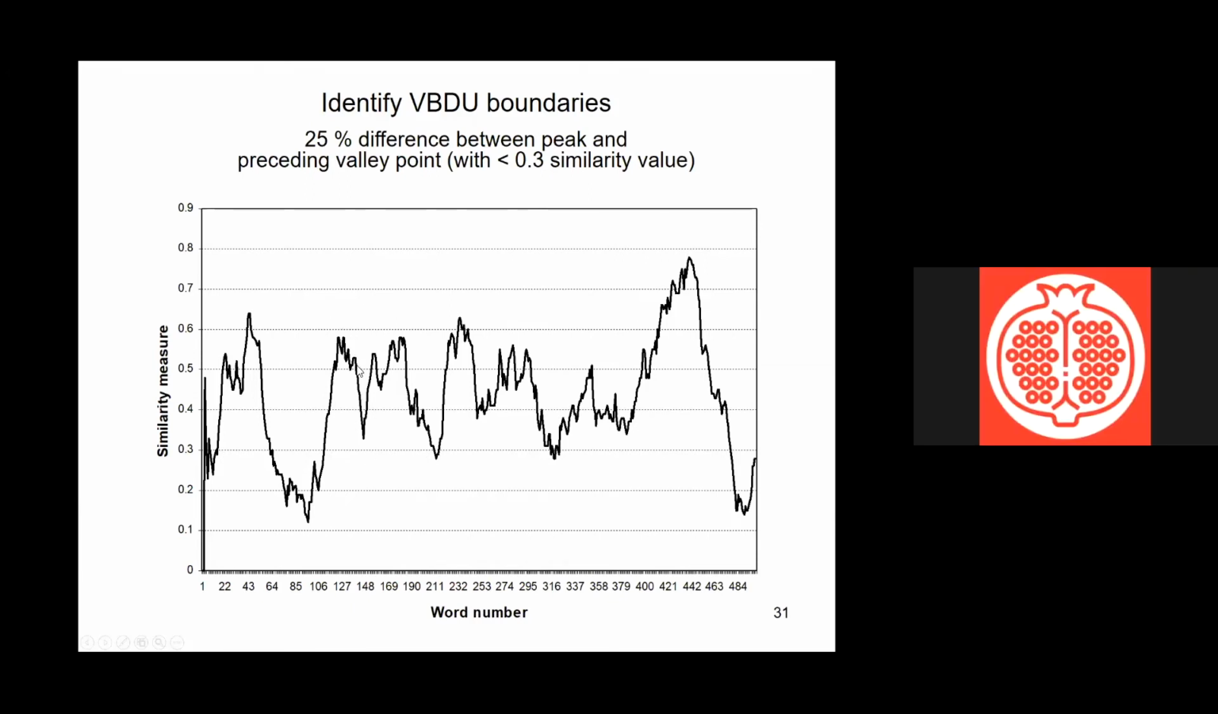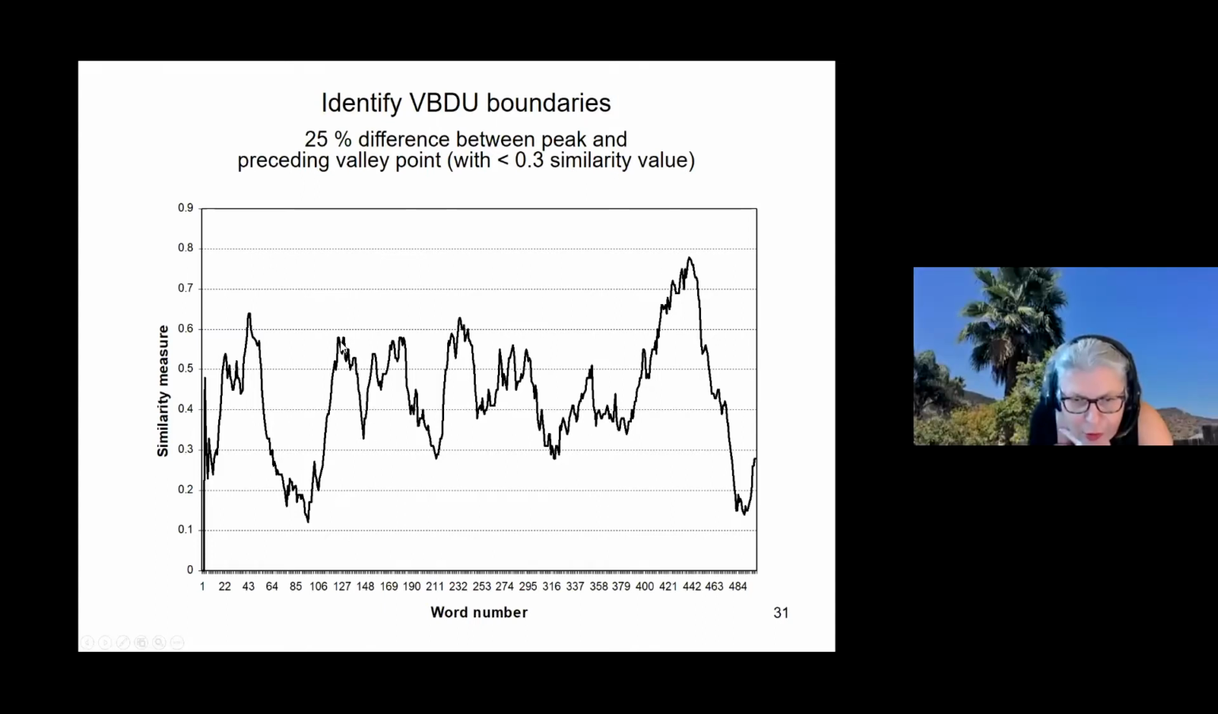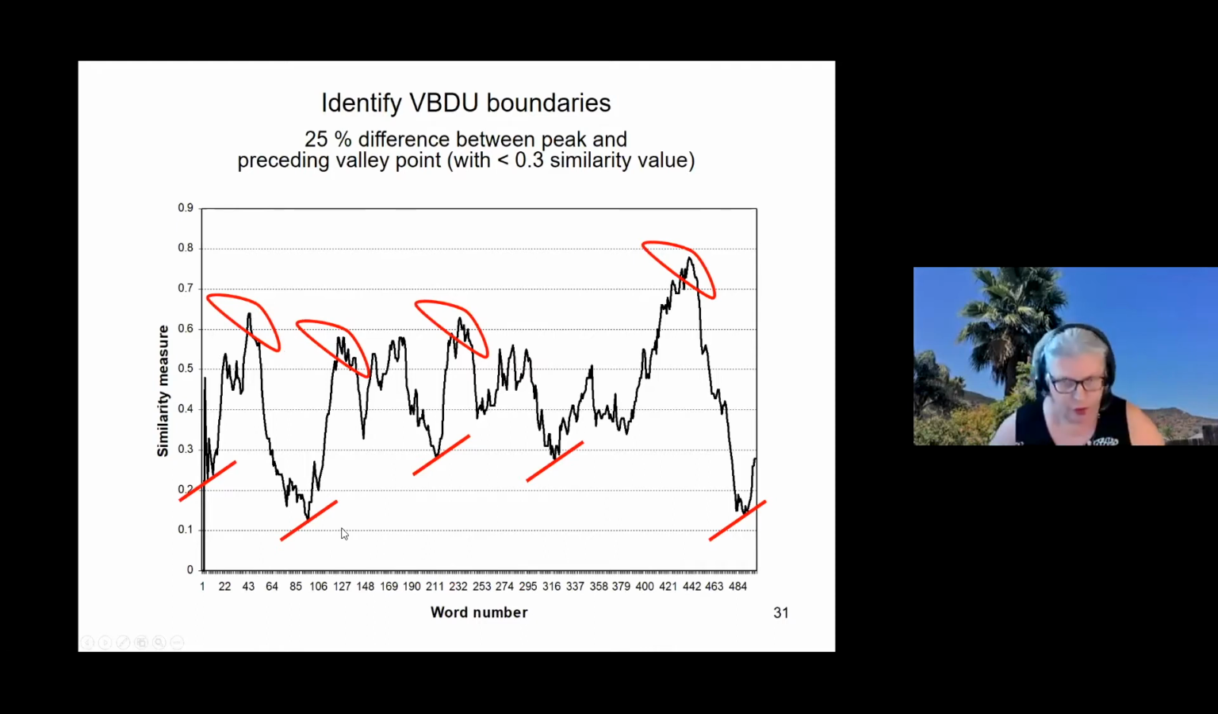Okay, good. So this one would not qualify here, for example, as a new unit, because by itself it's just not big enough, and the similarity value does not go below 0.3. But the way this is calculated is that you identify the peaks and then the valleys based on this formula that you see on top: 25% difference plus similarity value. Once again, these values could be changed. For other registers, it might be different.